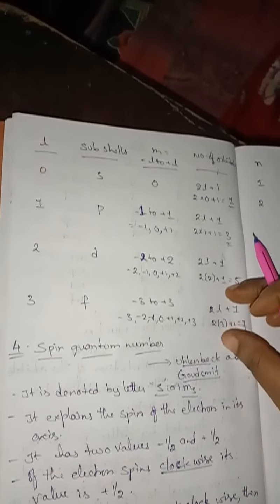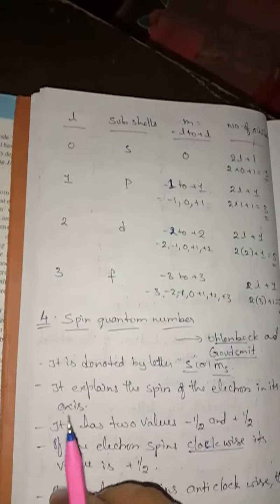So the f subshell contains 7 orbitals. So this is about the magnetic quantum number.